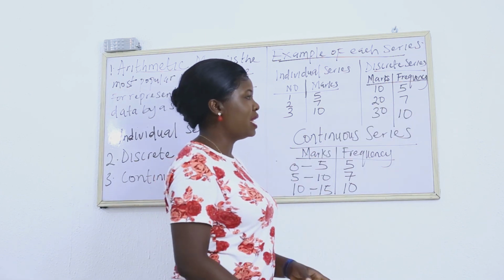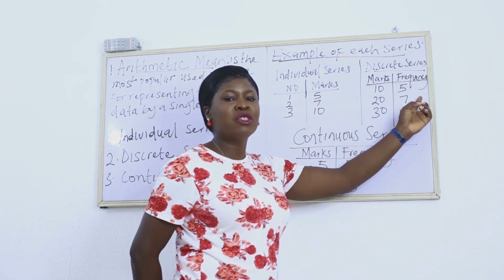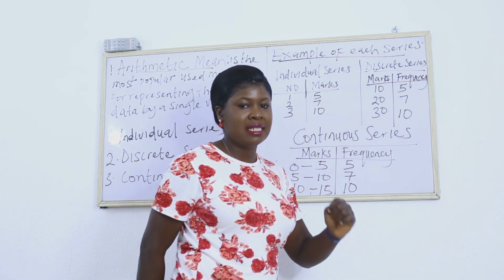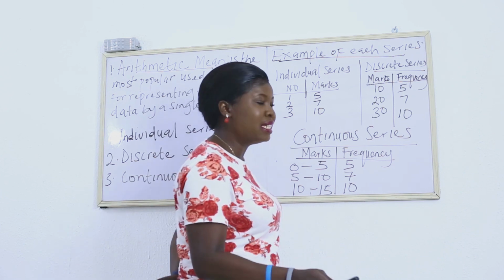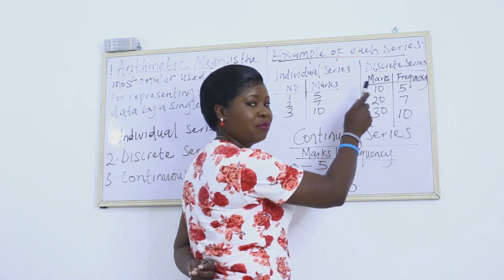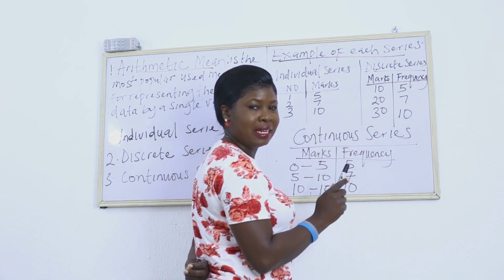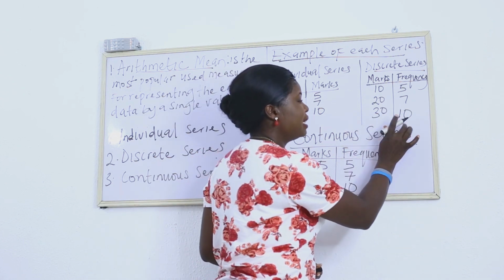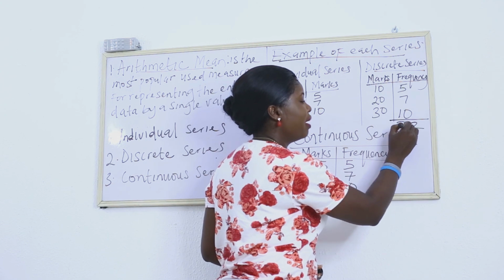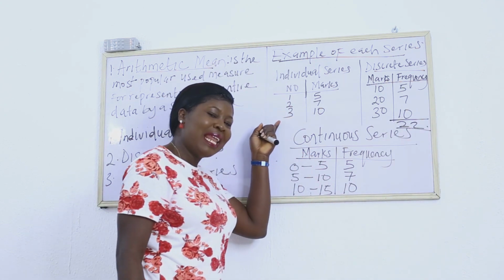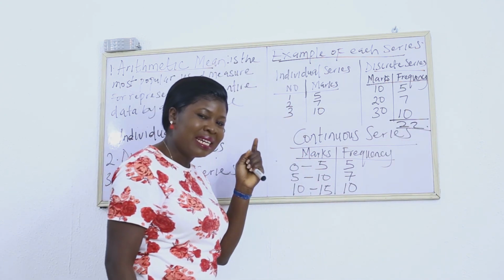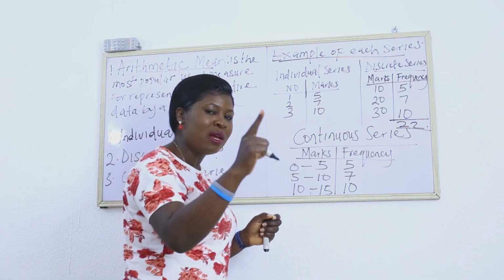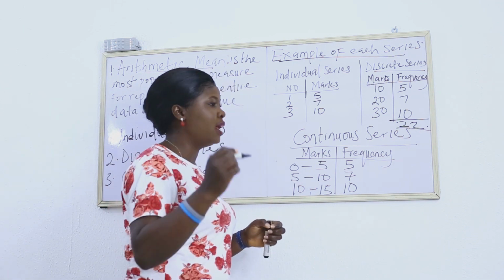What do I mean? If I'm to ask how many students are represented in this discrete series, I'll be saying 5 plus 7 plus 2 plus 10. That's 12 plus 10, that's 22 students represented here. Unlike the individual series that relates with only one individual.